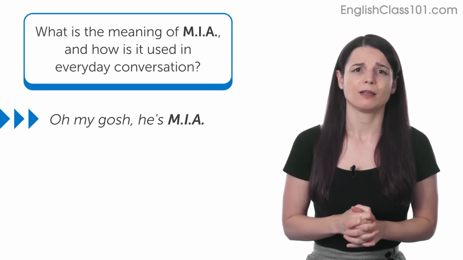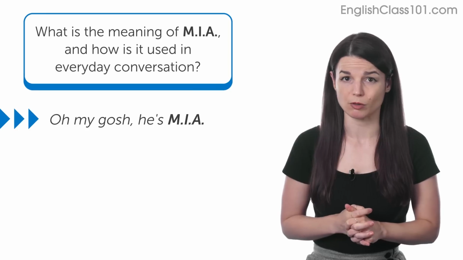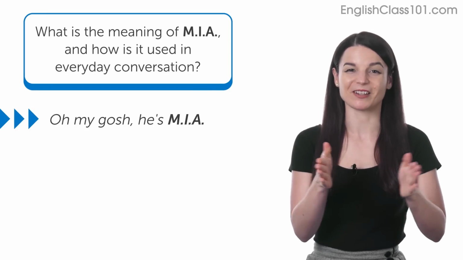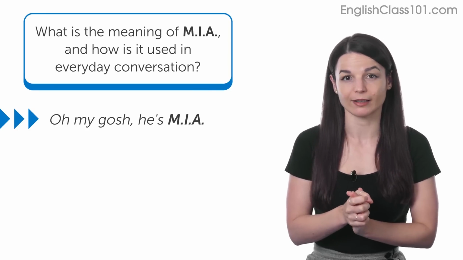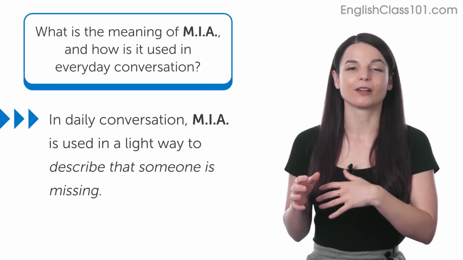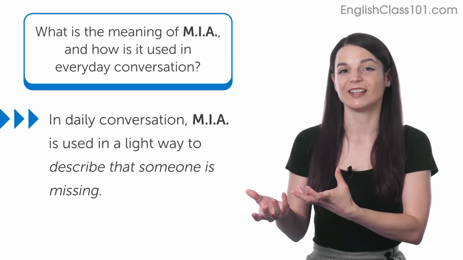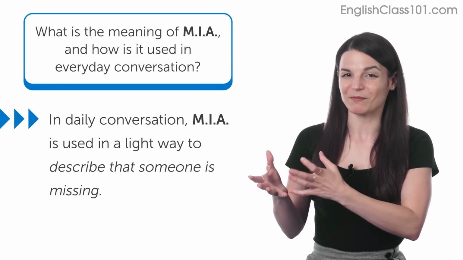And then you find out maybe he's had to go to the hospital for a few days and he's been recovering. You might use MIA to describe that time period you weren't able to reach your friend. So to summarize, we use this word in everyday communication in a light or joking way to mean that someone is not there, but we expect them to be there.